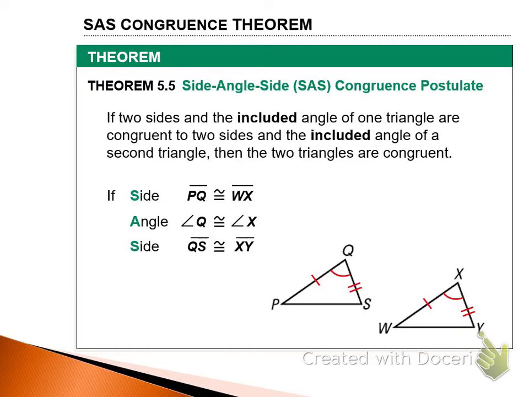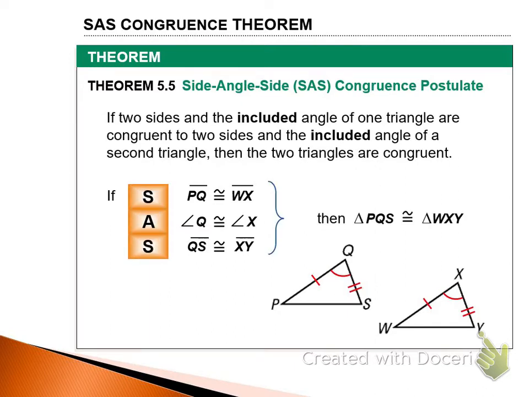So included means like literally wedged in between these two sides. That is side angle side. So if you have a side congruent to a side, an in-between angle congruent to an in-between angle, and a side congruent to a side, then that is enough to prove that triangle PQS is congruent to triangle WXY, which I believe is the last blank for this page. So PQS is congruent to triangle WXY.